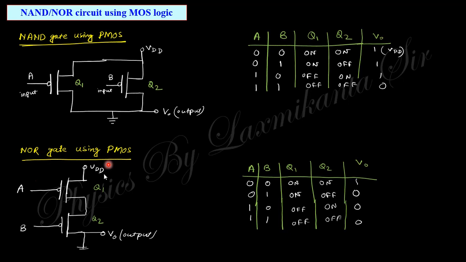In the case of NOR, you can see these two are in parallel and these are in series. In the case of NOR, if both are on, then only the output reaches here. Otherwise, if any one is off, because these are in the series condition, if any one is in the off condition, then there is no output.